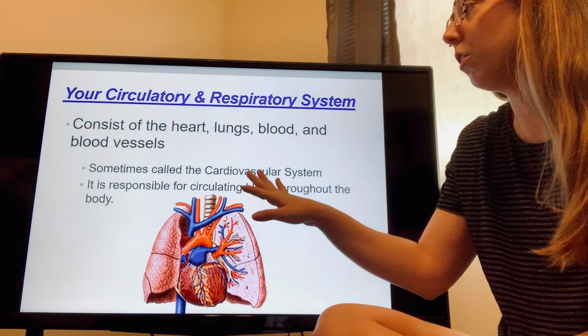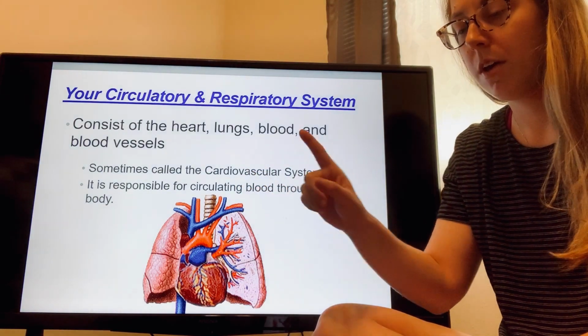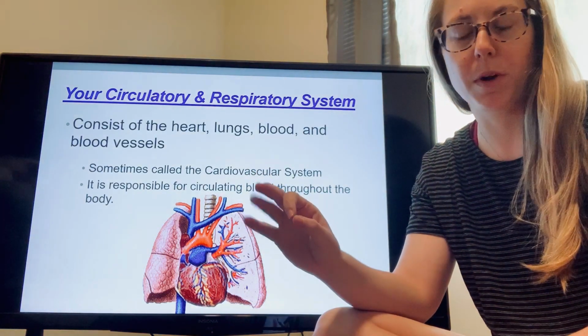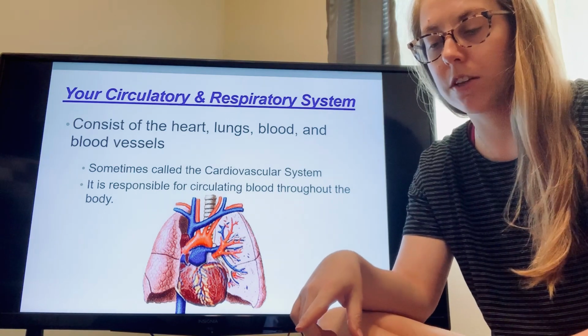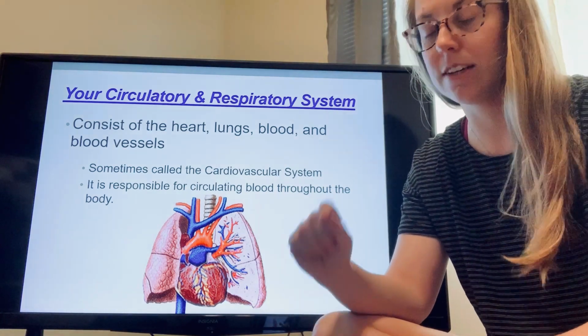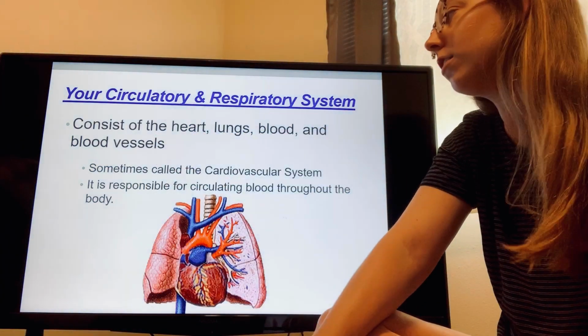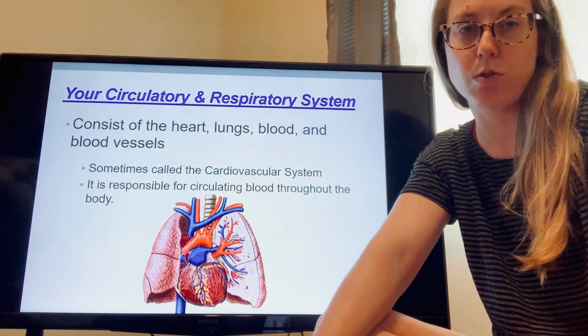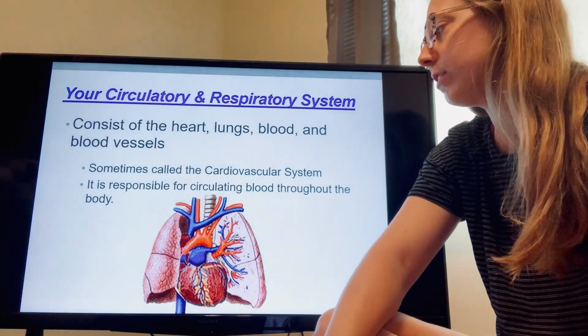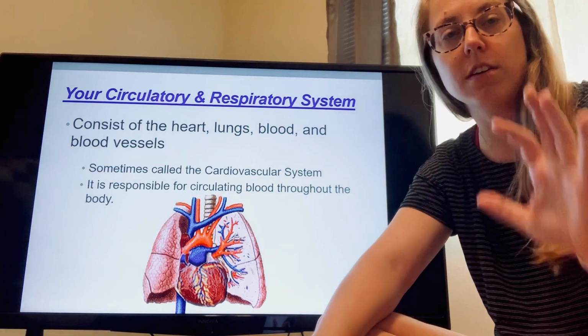So we're going to start with the circulatory system because I think we actually didn't get that little part above it. So it's going to be the circulatory and the respiratory system consist of, and you're going to fill in that blank. It's going to be that they consist of the heart, the lungs, the blood, and the blood vessels. And so sometimes this can be called the cardiovascular system.